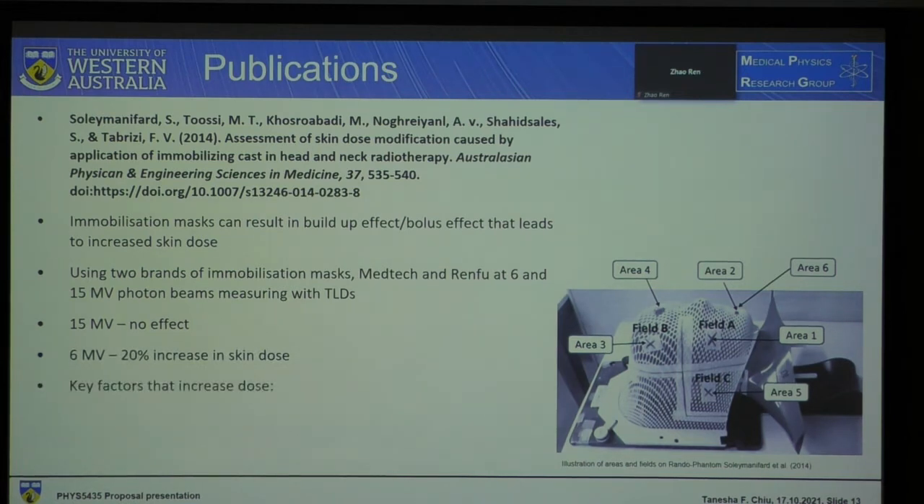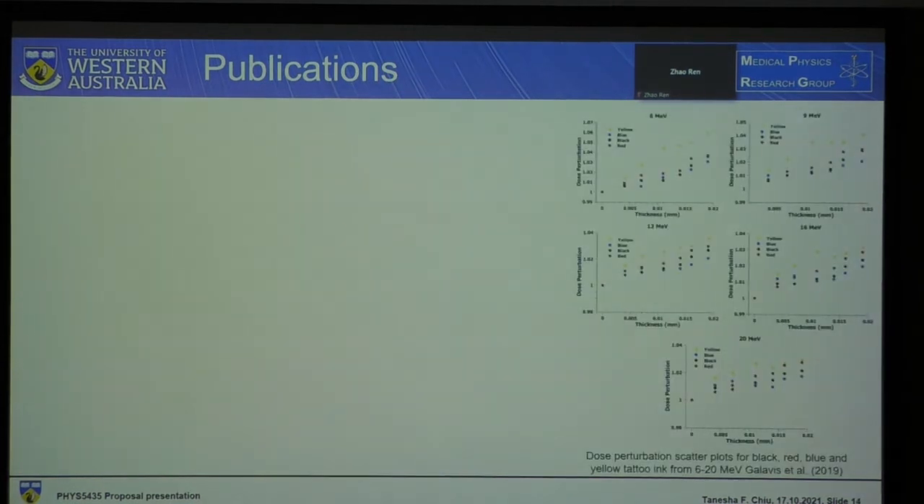Some key factors that may increase skin dose that they've listed are thickness. So the thicker the cast, the more increase in skin dose. The pattern of the mesh, the smaller the holes, the bigger the increase in skin dose. And lastly, the angle of incident beam. So vertical incident beams showed an increase in skin dose more than tangential beams.